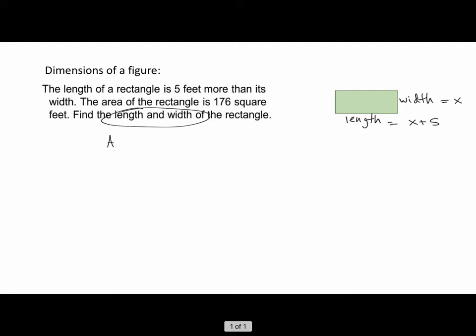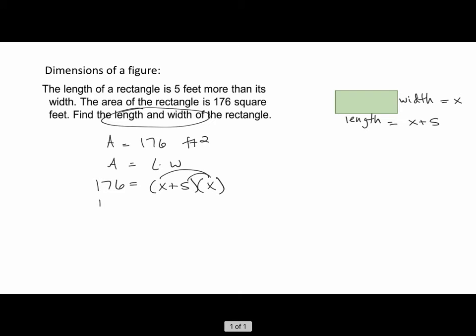So the area is 176 square feet. And the area of a rectangle is the length times the width, right? So the length here is x plus 5, and the width is x, and we know that the area is 176. So that relates the known to the unknown in an equation. We just need to solve this equation to find what our solution is.